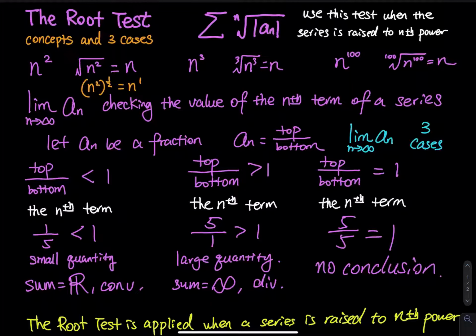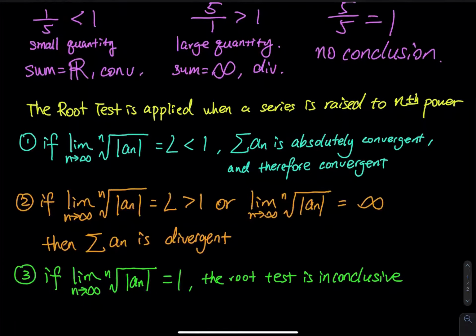All right, so let's generalize this into three cases. So the root test is applied when you have a series raised to an nth power. So either you see that straight from the problem, or you have to use the law of exponents to get the nth power out. So there are three cases. Case one is you take the nth root of the series, and it turns out that the limit is less than 1. That means the series is absolutely convergent, and therefore just convergent.